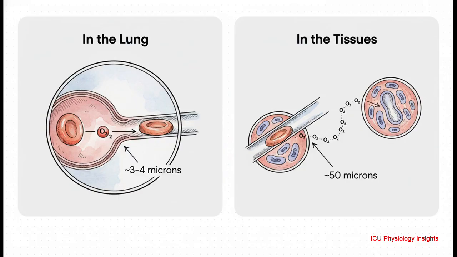red blood cell. But out in the peripheral tissues, let's say in a working muscle, the distance from the capillary to the most distant mitochondrion can be absolutely vast in comparison. We're talking on the order of 50 microns. This distance, this is the critical bottleneck in the whole system.